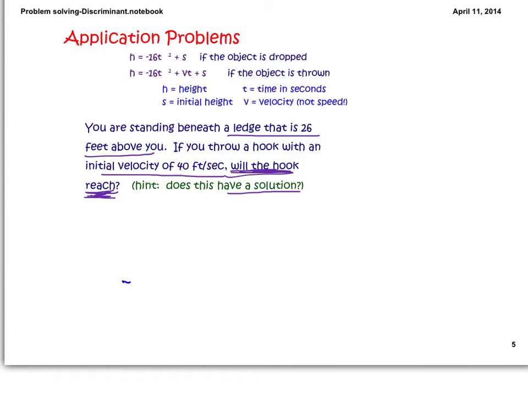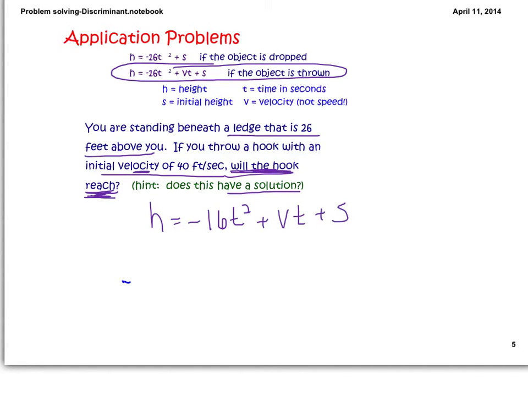So all you have to do is find the discriminant. First, let's put our numbers into an equation. We have a velocity, so we know that we are going to have to use this one right here because it is being thrown. So h equals -16t squared plus vt plus s. You're standing beneath a ledge that is 26 feet above you. So let's just draw this out. Here's our ledge. This is where we're standing. And we're trying to get it 26 feet above us.